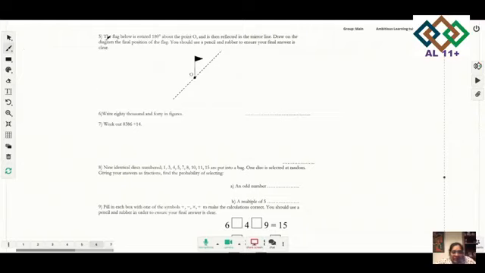The next one, they're saying the flag below is rotated 180 degrees about the point O and then reflected in the mirror line. Draw on the diagram the final position of the flag. You should use a pencil and rubber if your answer is not clear. So you should basically use a pencil or rubber to do it, and it's so easy. Sorry, my drawing is a little bad. You just need to draw a flag this way. That would be your answer.